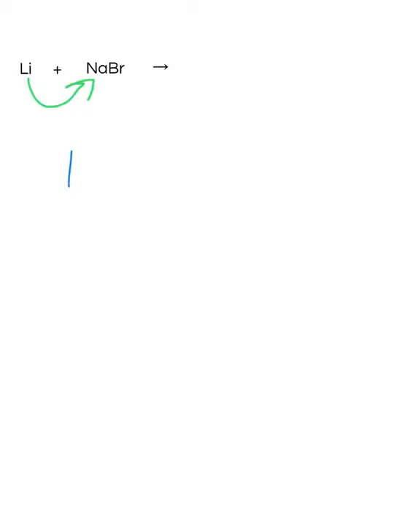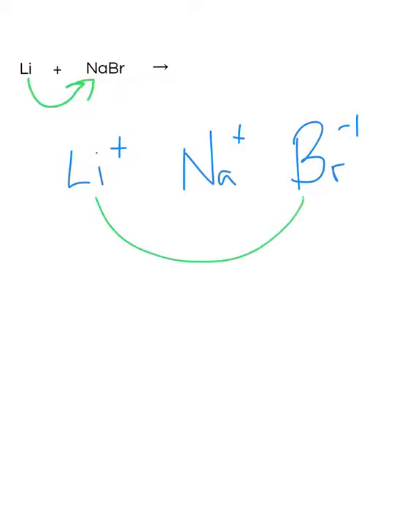So lithium as an ion will have a positive 1 charge. Sodium will have a positive 1 charge as well. And I'm getting this again just from our periodic trends on the periodic table. And bromine will have a negative 1 charge. So lithium is going to pair up with bromine. And so I'm going to just perform my crossover rule here.